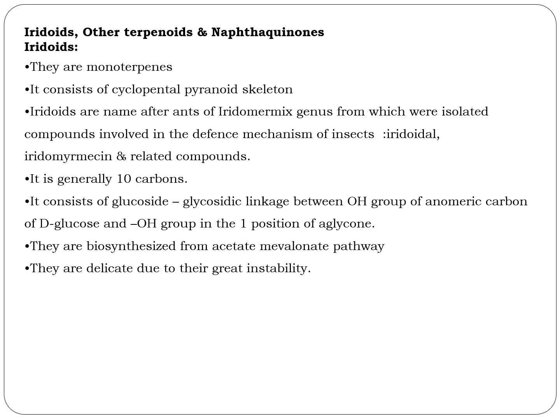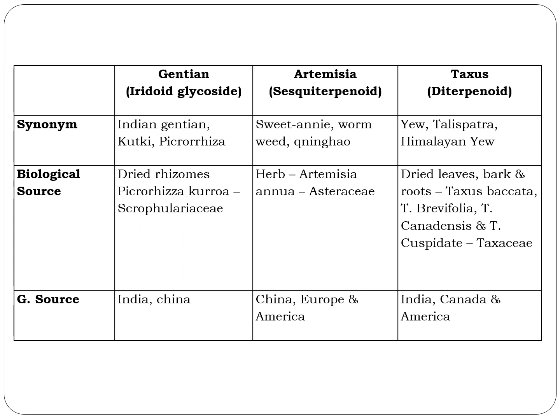It consists of a glycosidic linkage between the OH group of the anomeric carbon of D-glucose and the OH group in the first position of the aglycone. They are biosynthesized from the acetate mevalonate pathway. They are delicate due to their great instability. Let us see about gentian, artemisia, and taxus.